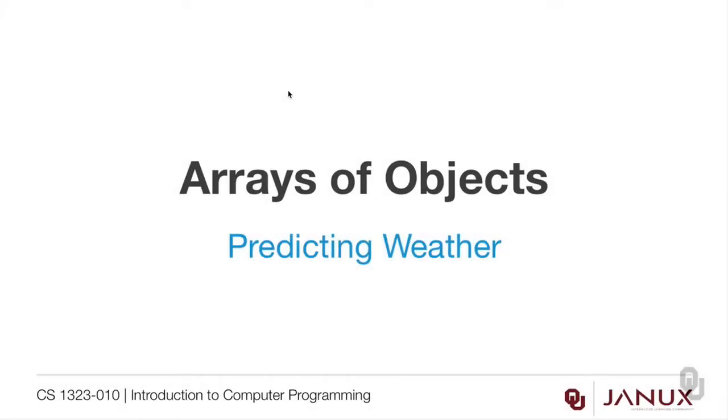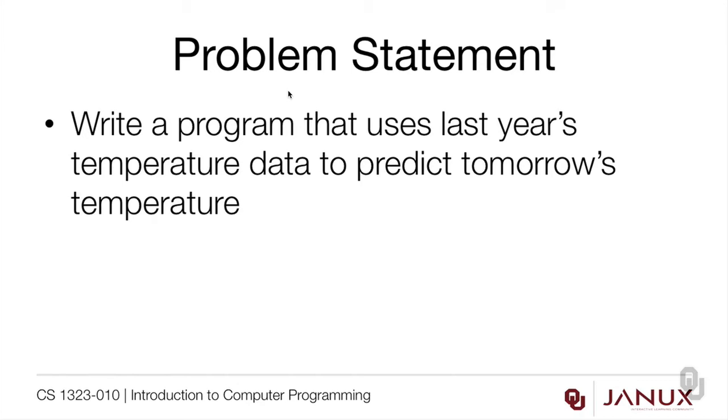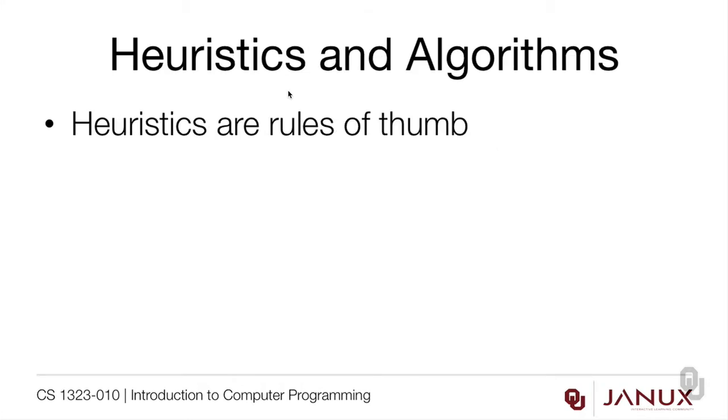Let's continue our study of arrays of objects by predicting the weather. Here's our problem statement. Write a program that uses last year's temperature data to predict tomorrow's temperature. So let's talk a little bit about the difference between heuristics and algorithm.